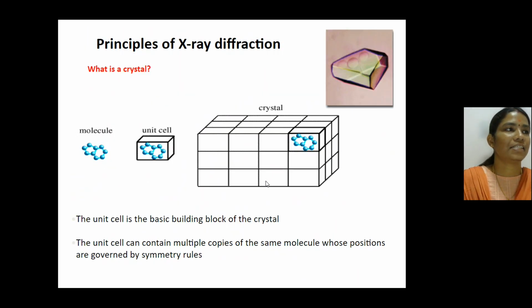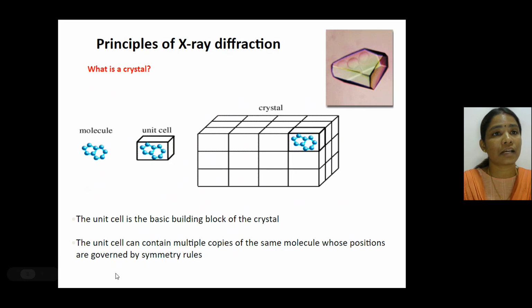So what is a crystal? A crystal will contain not only a single monomer of a protein, it will contain many. The structures are packed within the crystal in a symmetrical form. That is how a crystal is formed.